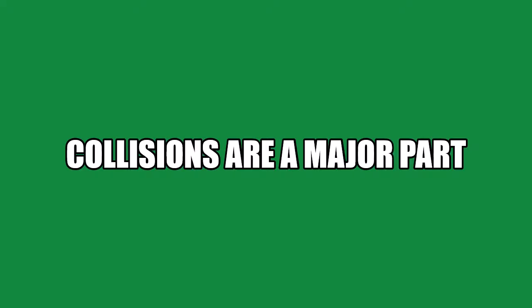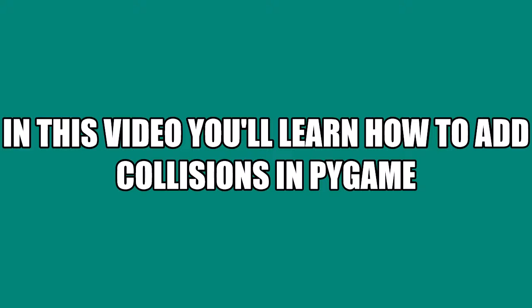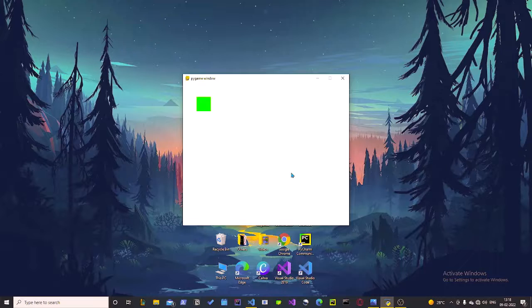Collisions are a major part of most 2D games. In this video, you'll learn how to add collisions in pygame. This is the code from the previous videos, and this is the result when you run this. You can move a square around.